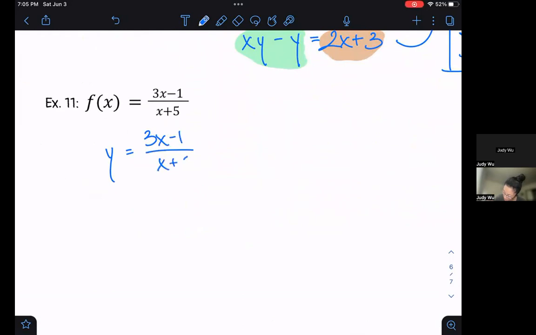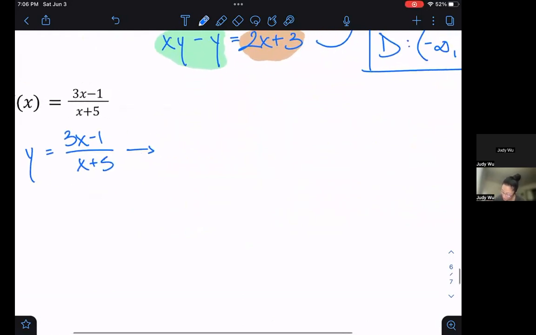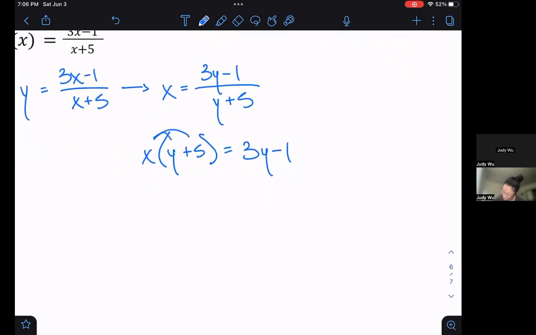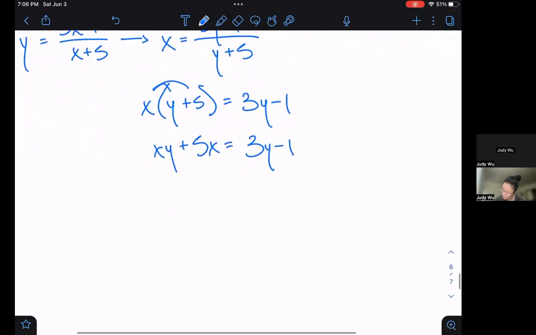First thing, switch my f of x to y. Second thing, switch the x's and y's. X equals 3y minus 1 over y plus 5. Right? Multiply. X times y plus 5 equals 3y minus 1. Distribute. Xy plus 5x equals 3y minus 1.